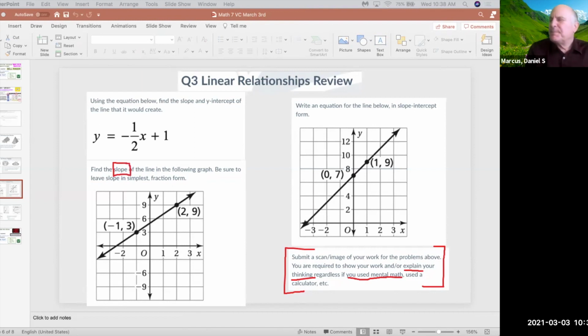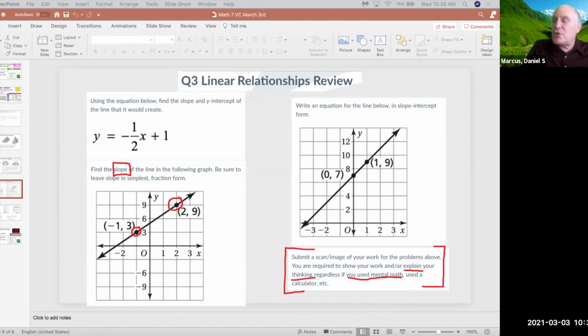Now, how are you going to explain your work if you're finding the slope of a line? How are you going to show me that you correctly did the slope? Well, slope-intercept form only gives me the answer. How are you going to tell me what the slope is from this point to this point? Yes, you use a graph, but what are those 2 important words that both start with an R? Yes, rise over run, exactly.